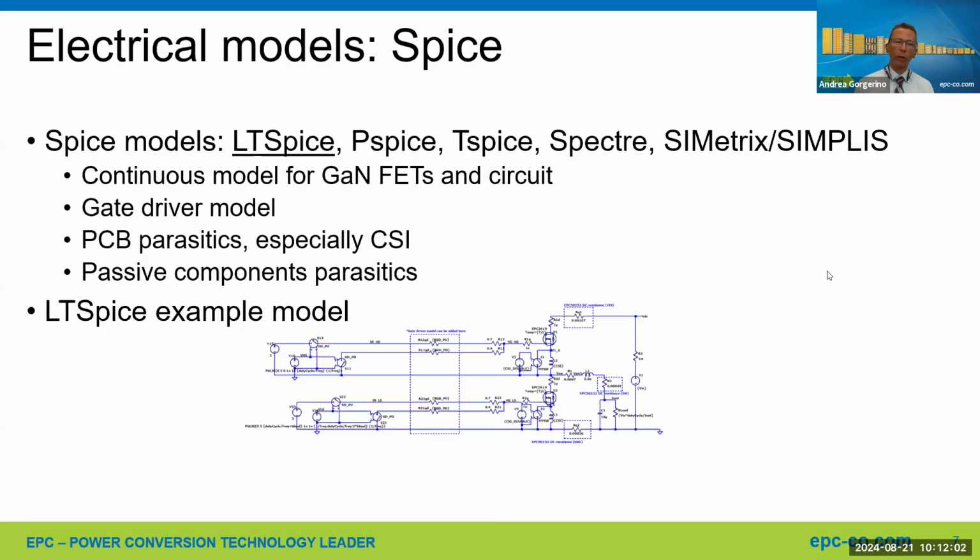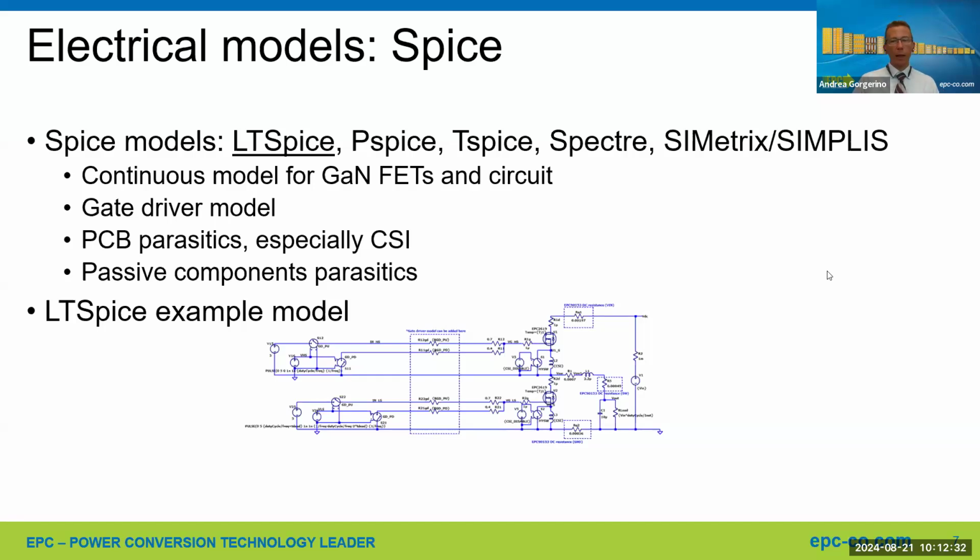SPICE tools are very important. What SPICE, in general, provides, versus the previous tools that are all based on some approximation of the behavior using tables and graphs from the datasheet, is a continuous model for the GaN FETs as well as for the circuit. So there's no approximation. It's a continuous model for the GaN FET itself. And this provides a lot more accuracy when it is solved. Of course, it requires more time for the simulation.